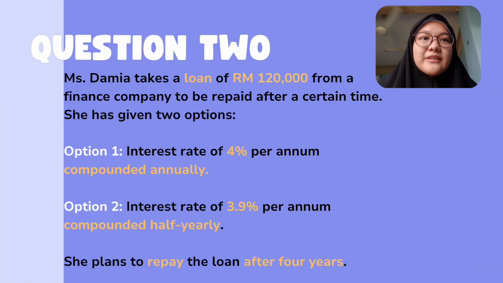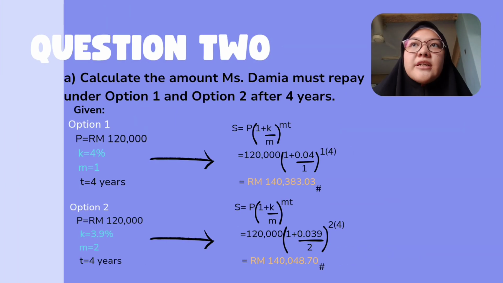Okay, we start with question 2. Miss Damia takes a loan of RM 120,000 from the finance company to be repaid after a certain time. She has been given 2 options. Option 1, interest rate of 4% per annum compounded annually, and option 2, interest rate of 3.9% per annum compounded half yearly. She plans to repay the loan after 4 years. For question A, calculate the amount Miss Damia must repay under option 1 and option 2 after 4 years.